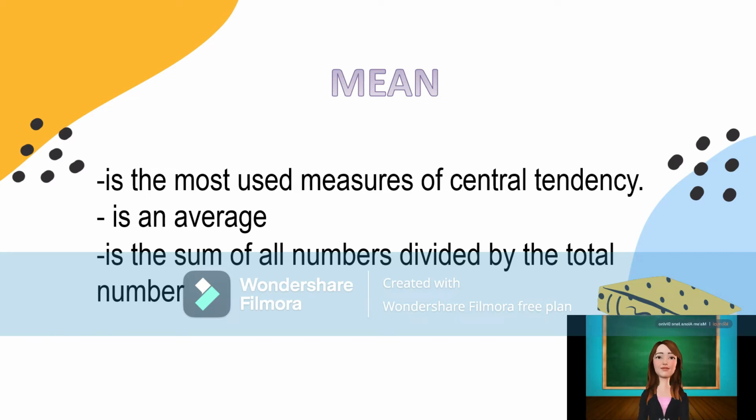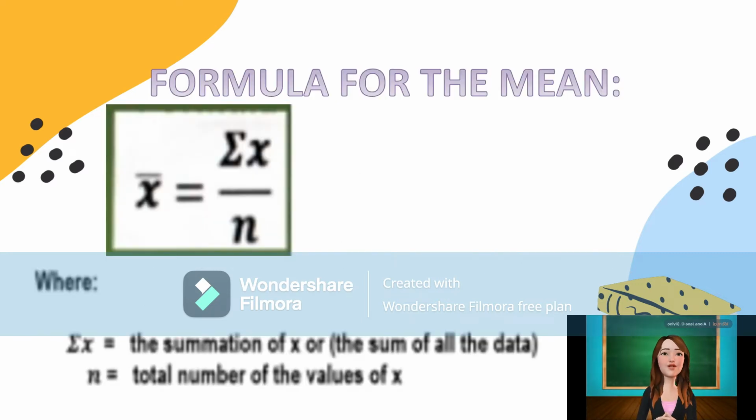Mean, it is the most used measure of central tendency. It is an average. It is the sum of all numbers divided by the total number. So this is the formula for mean. So this is x bar, ibig sabihin yan, that is mean.